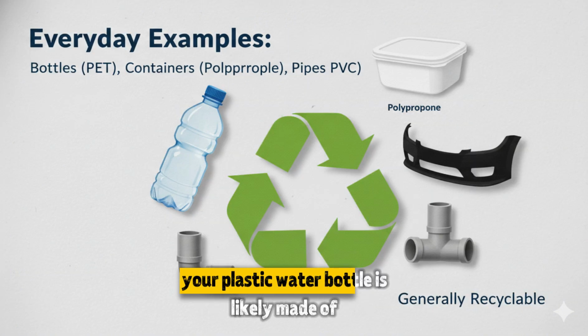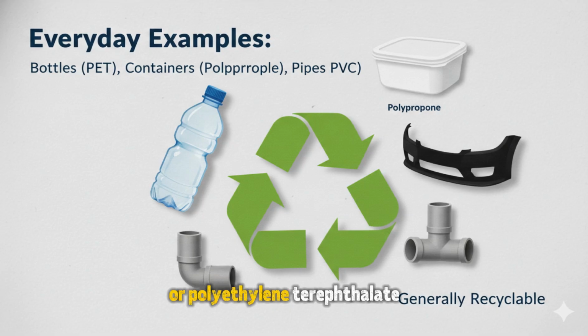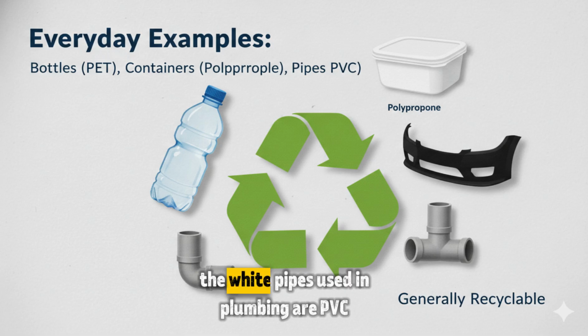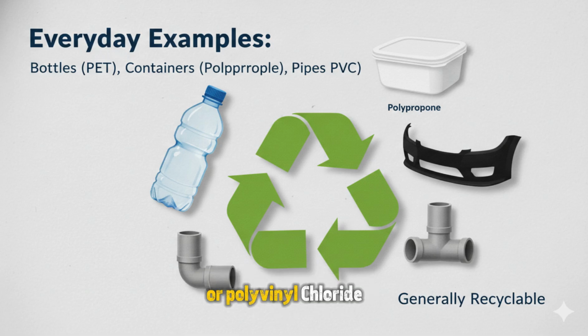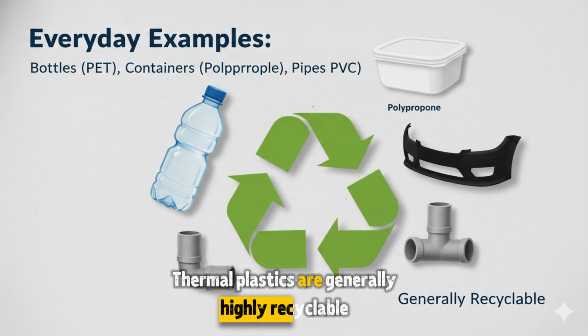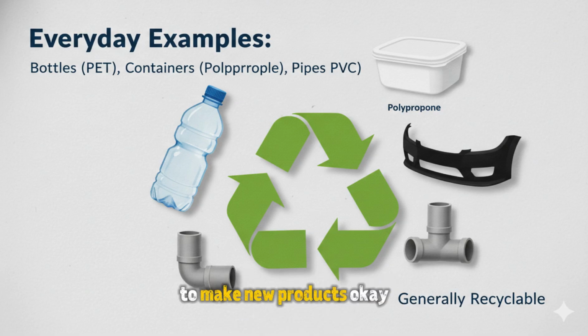Everywhere. Your plastic water bottle is likely made of PET, or polyethylene terephthalate. Your food containers, car bumpers, and toys are often made of polypropylene. The white pipes used in plumbing are PVC, or polyvinyl chloride. Because this heating and cooling process is reversible, thermoplastics are generally highly recyclable. That's why you can melt down old bottles to make new products.